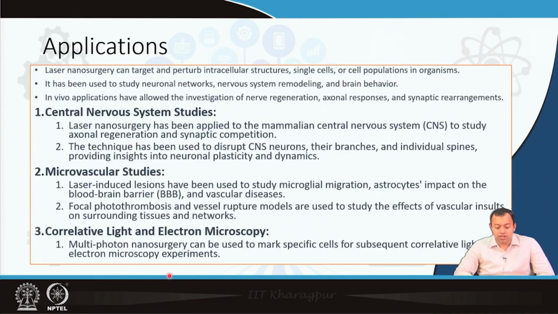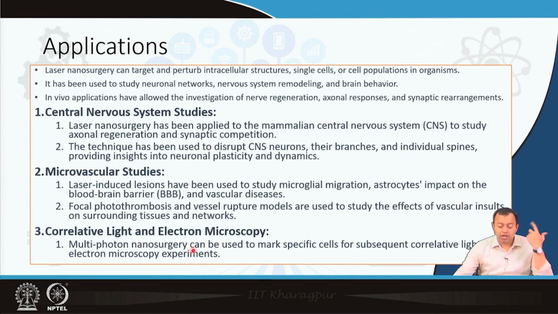Several applications, central nervous system studies, laser nanosurgery has been applied for mammalian CNS to study axon regeneration and synaptic competition. The technique has been used to disrupt CNS neurons. You can both repair as well as disrupt. Microvascular studies, laser induced lesions have been used to study microglial migration, astrocytes, focal photothrombosis and vessel ruptures models. You remember those port wine stain areas where abnormal vesicles can be disrupted, but at a very, very nanoscale level.